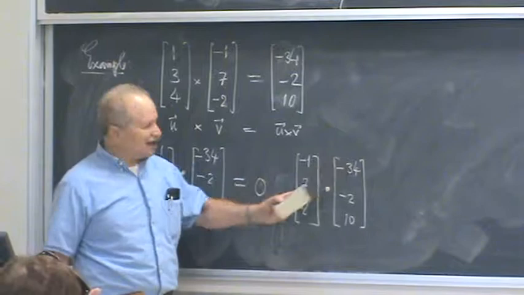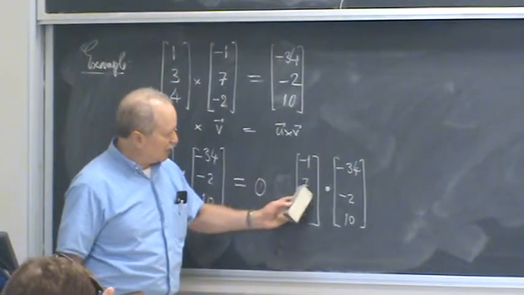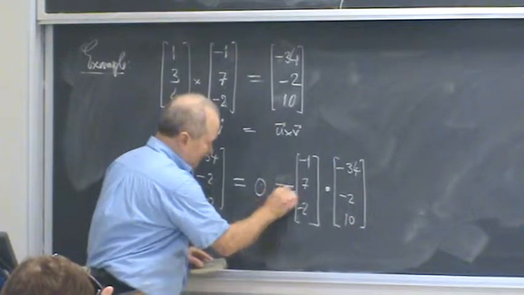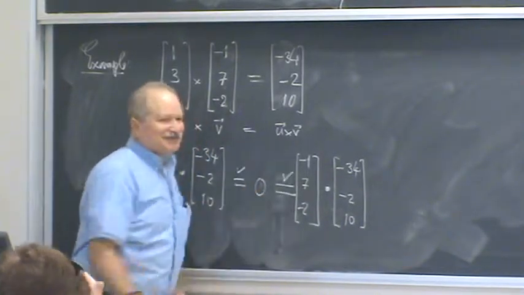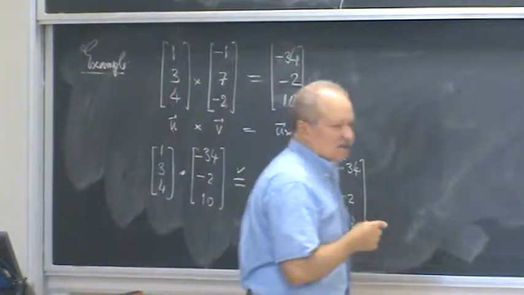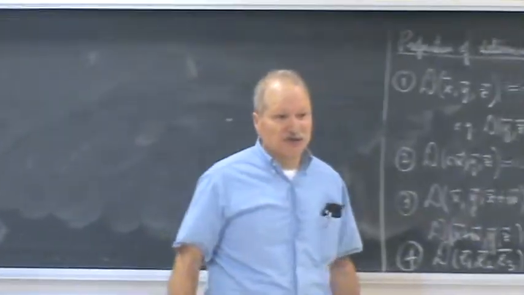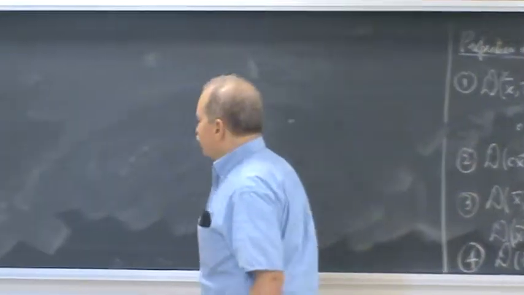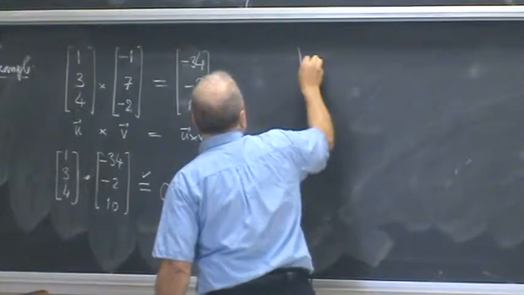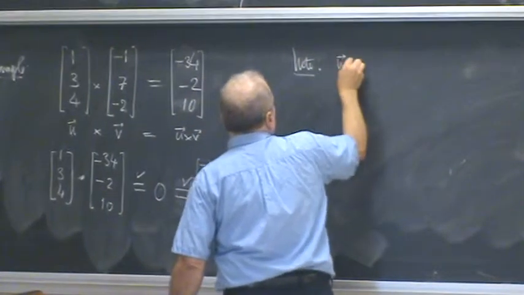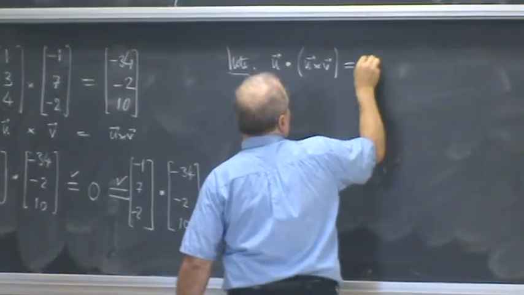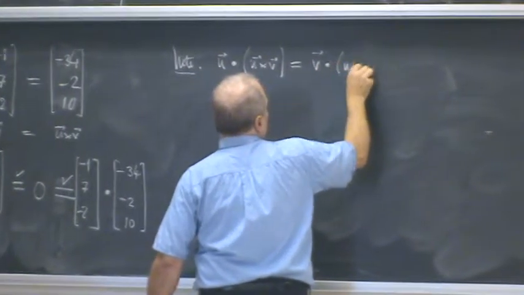What do I get if I do this? 34 minus 14 is 20, minus 20 is 0. So mysteriously, when I compute the cross product, it comes out orthogonal to the original vectors. Can we see why that's true from the definition? So note, in general, u dot the cross product and v dot the cross product are both 0.